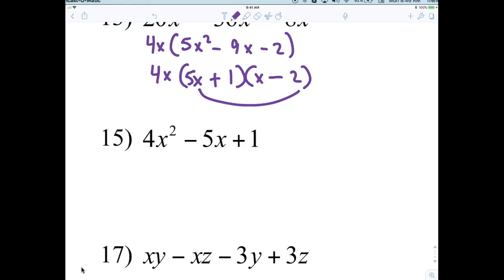Now, is there anything common with number 15? The reason why I put that in there sometimes is because you don't always have to factor completely, and you have to know the difference. So the point is you always try to see if there's anything common first. That's your first step.